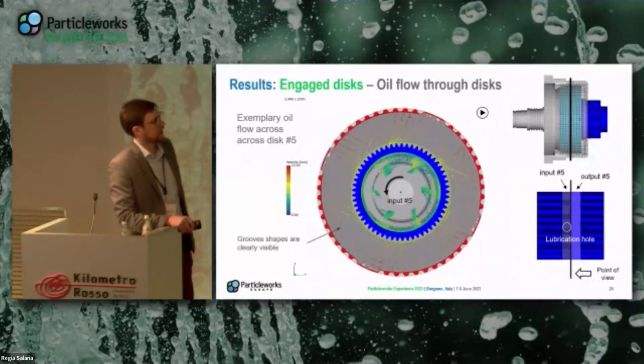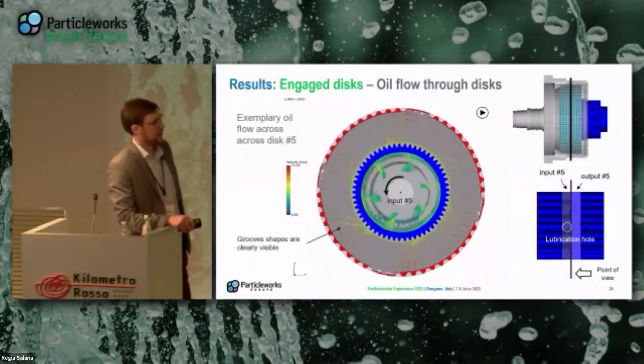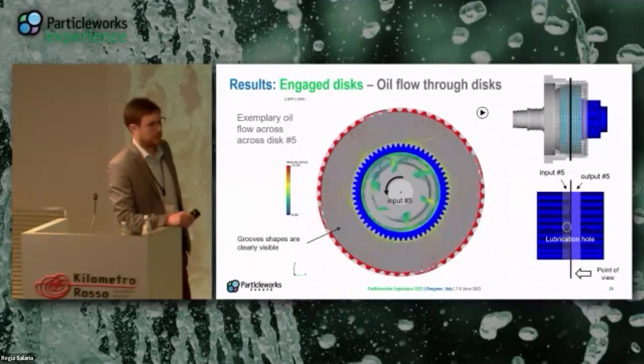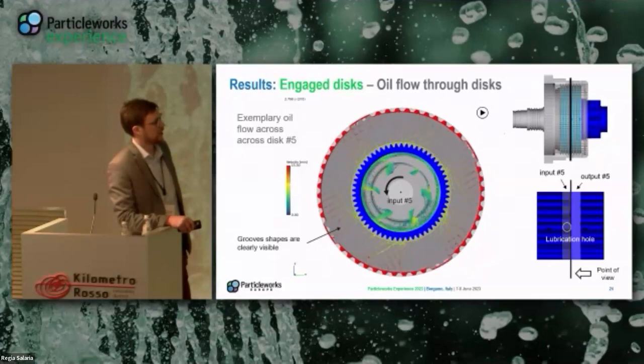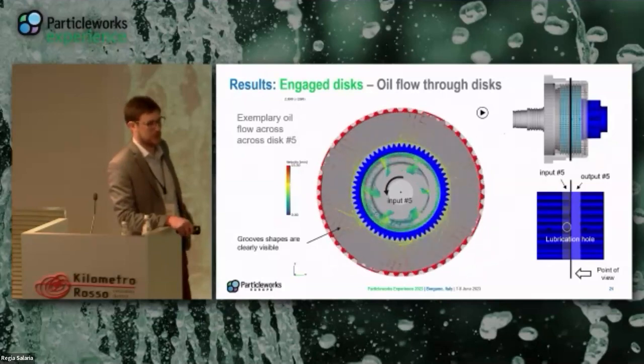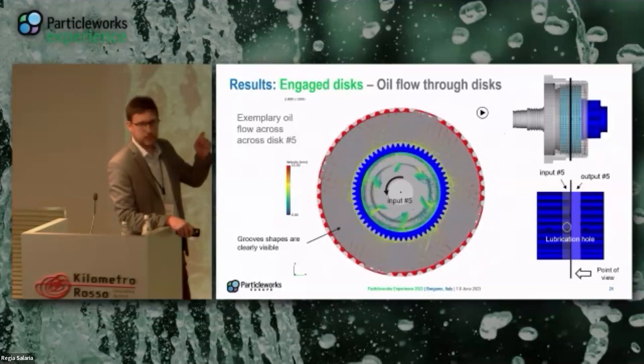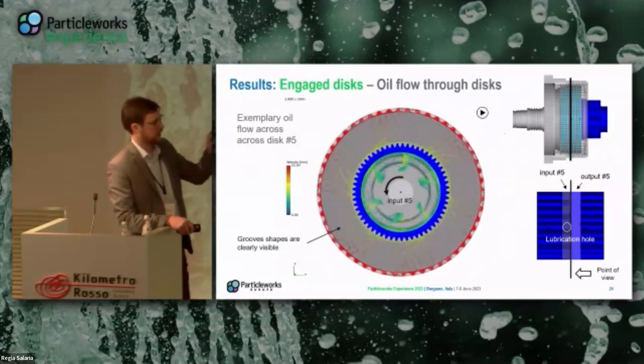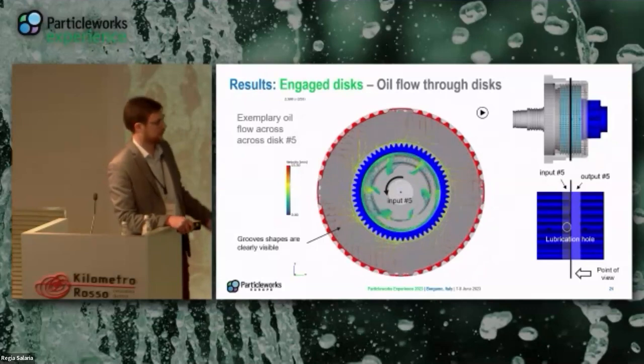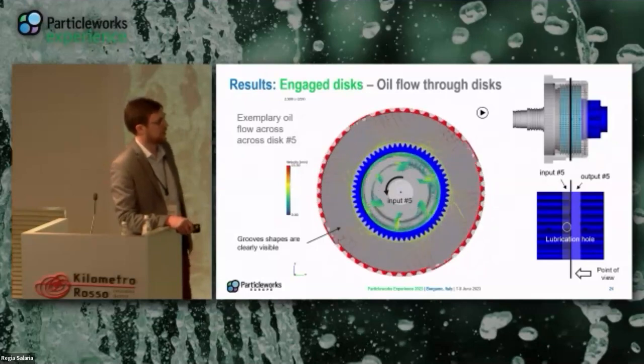Okay. The same way, this is the section between disk number 5 again, same position as before, and here you can clearly see the shapes of the grooves. Okay, because now oil can only pass through a disk via the grooves. So you can clearly see the groove shape.